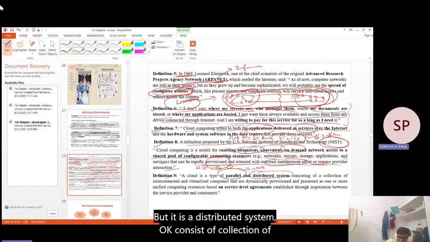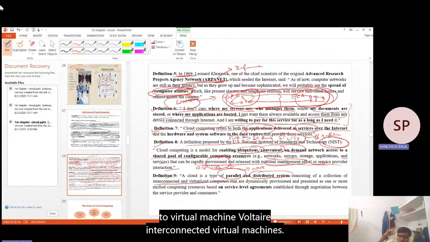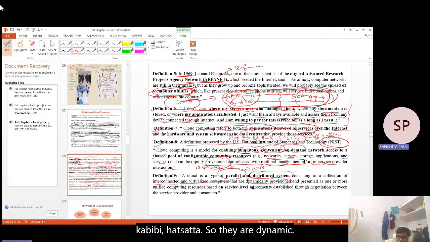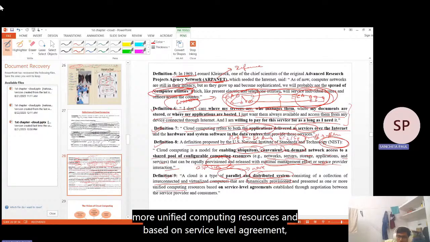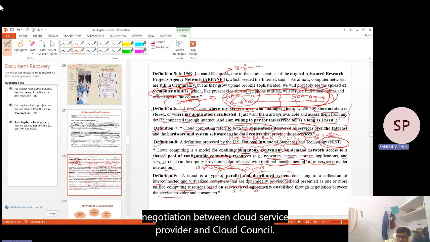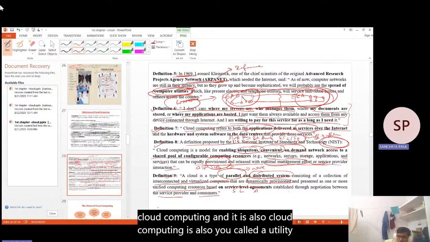Okay. It consists of a collection of interconnected virtual computers, जिसको हम लोग virtual machine बोलते हैं. Interconnected virtual machines. They are dynamically provisioned. Dynamically मतलब कभी भी जुड़ सकता है, कभी भी हट सकता है. So they are dynamically provisioned and are presented as one or more unified computing resources based on a service level agreement. यही हम बोल रहे थे SLA, service level agreement established between them. It is a negotiation between cloud service provider and cloud consumer. Okay. So this is another definition of cloud computing.